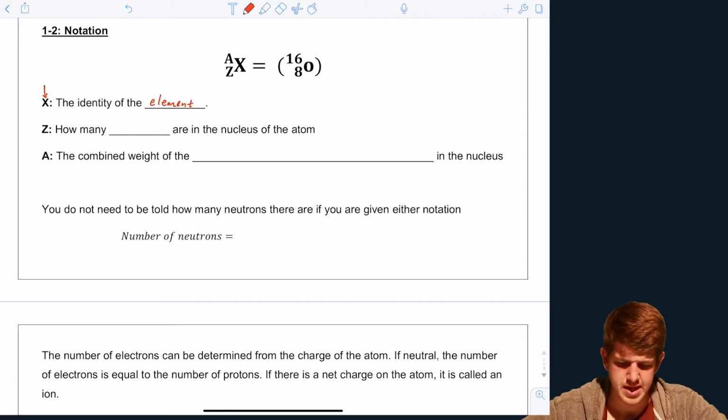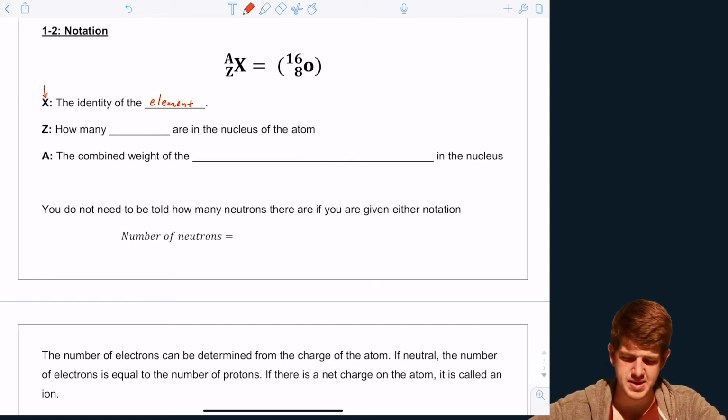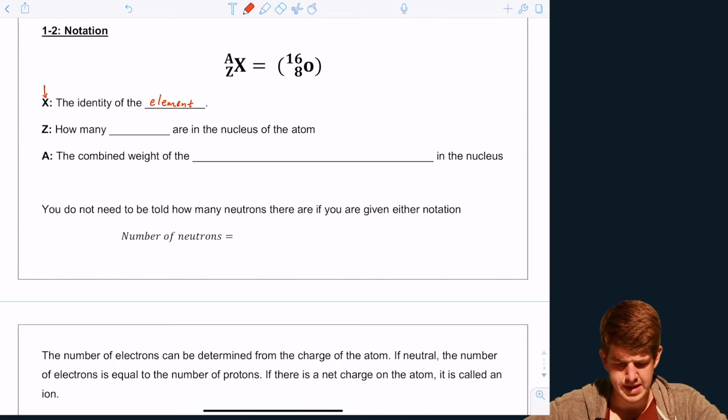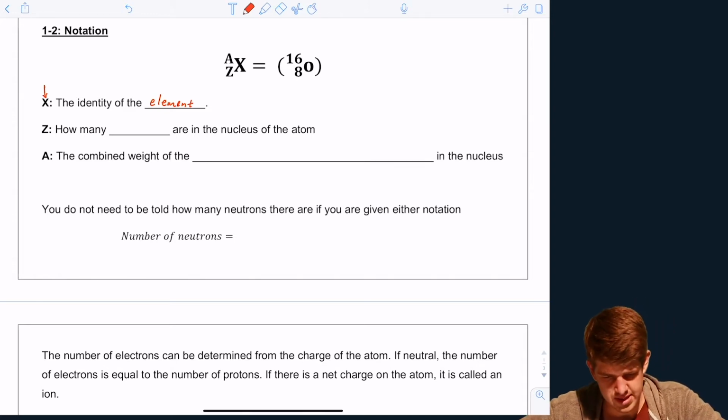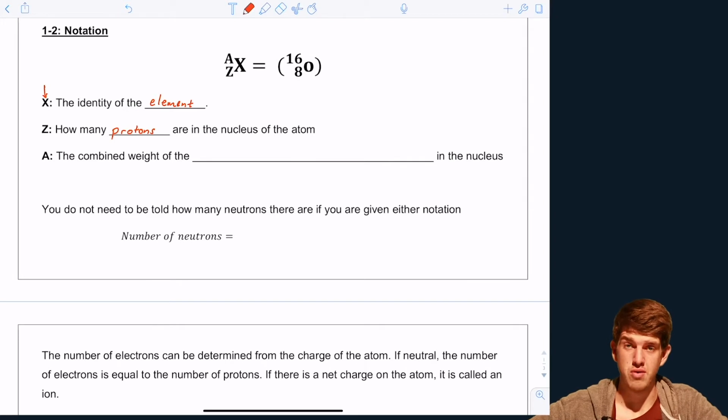And you can see here that on the left we have the general layout, and on the right we have an example, which is oxygen. So Z is how many protons are in this element. Now the protons are absolutely critical, and the reason is protons are directly related to the element. If I change the number of protons, I change the element. Every single oxygen is going to have 8 protons.